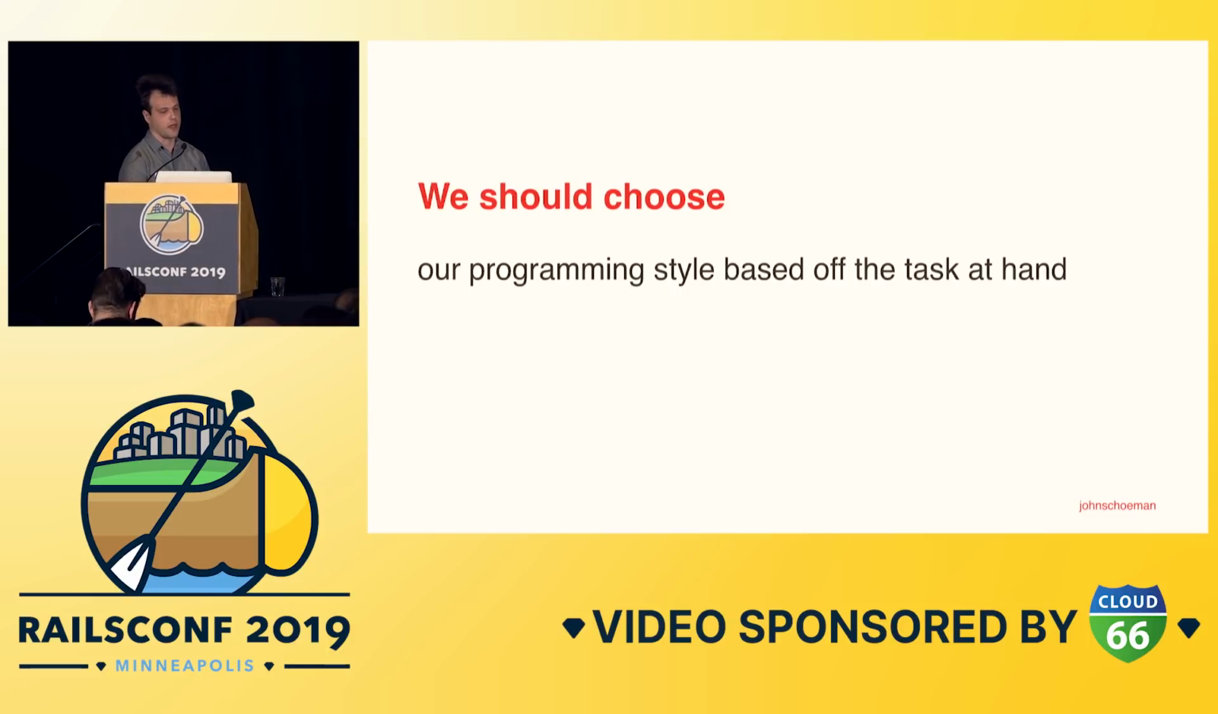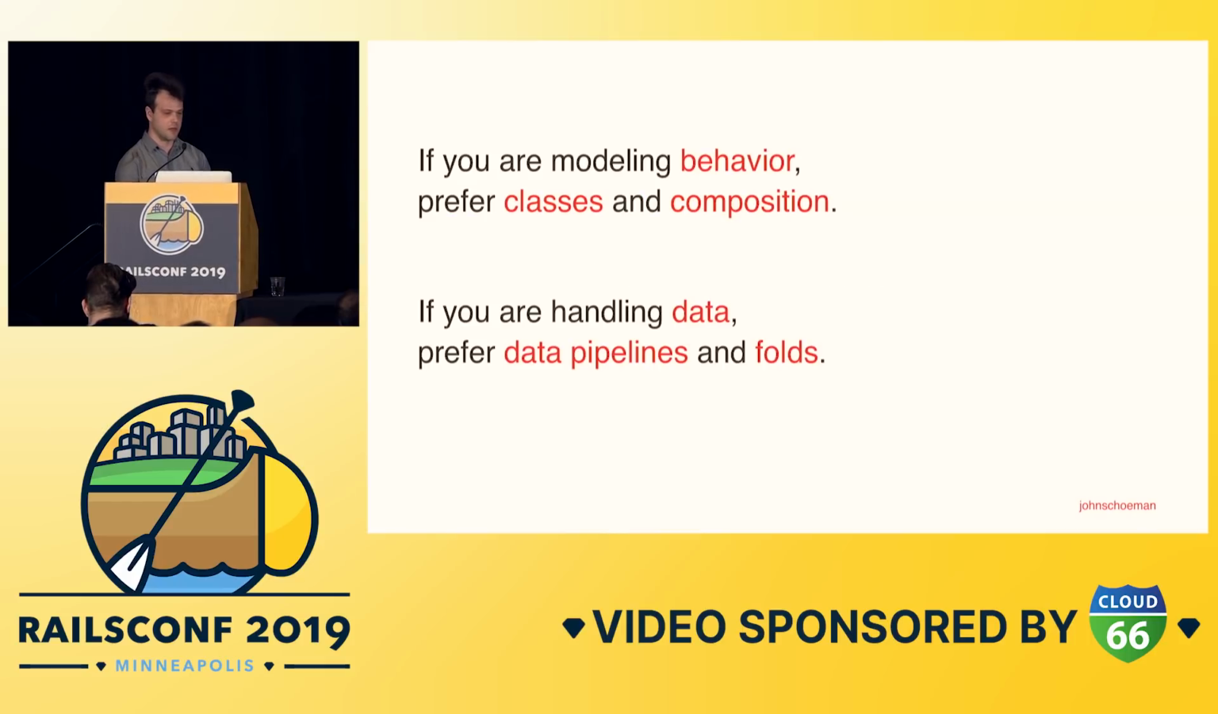Based off of those two points, I'm arguing that we should, as developers, specifically Rails developers, be choosing our programming style based off of the task at hand. Doing so will ultimately lead to a better product. What I mean specifically by that is, if you're modeling behavior, you should be preferring classes and composition, whereas if you are handling data, you should be leveraging data pipelines and folds.